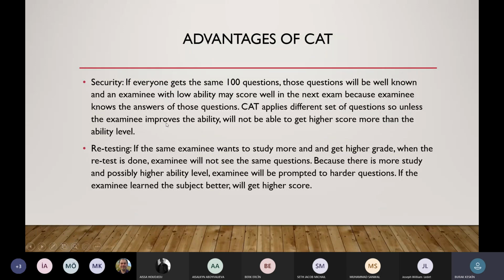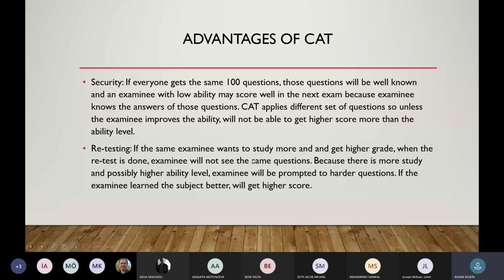And we can do retesting in CAT. If the same examinee wants to study more and get a higher grade, when the retest is done, the examinee will not see the same questions. So let's say we entered the CAT exam and got a grade of 60. We decided that we can get a higher grade. We enter the same exam, we studied hard. The questions will not be the same. But if we actually studied hard and succeeded, we will get a higher score because the precision is the same in all tests.